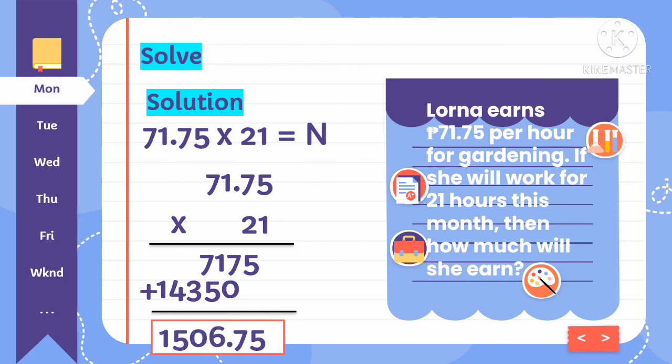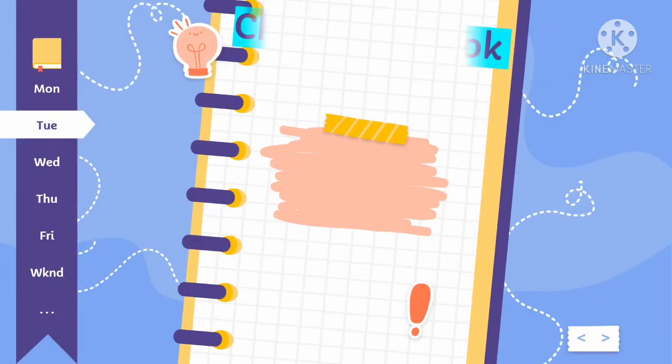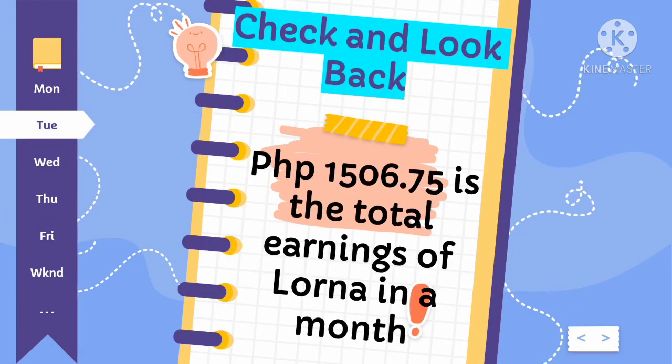So, we will get 1,506 and 7,500. Okay, so the final answer will be 1,506 pesos and 75 centavos is the total earnings of Lorna in a month.